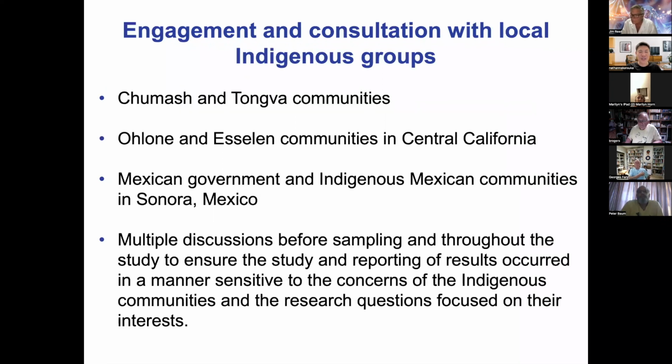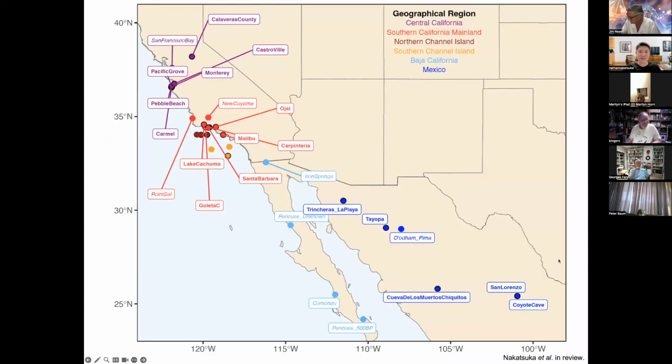Prior to the study, we consulted with indigenous groups in the regions near where the ancient individuals were found, including several Chumash tribes and Tongva in Southern California, and Ohlone and Aztlander communities in Central California, as well as the Mexican government and indigenous Mexican communities in Sonora in Northwest Mexico. We also held several meetings to return results as they came in to ensure that the study was conducted and the results were reported in a way that centered Indigenous perspectives and the questions they were interested in.